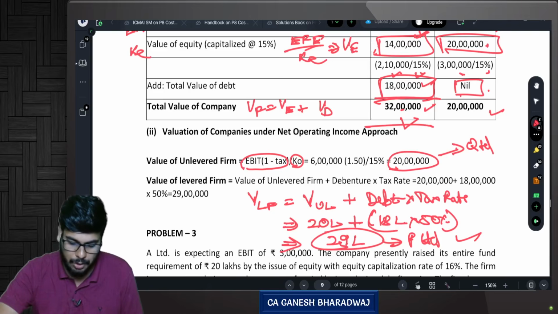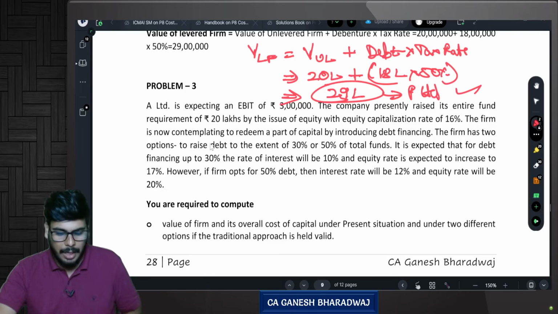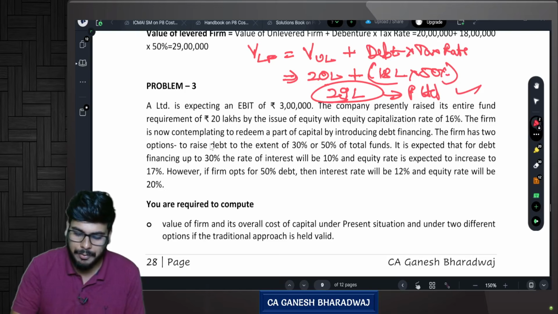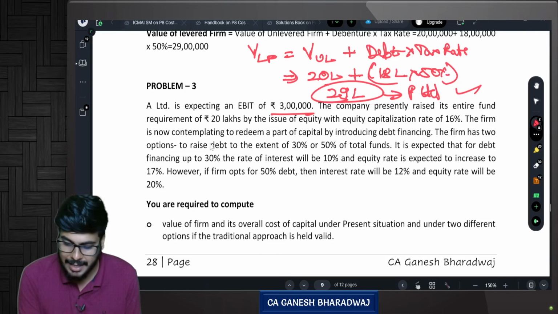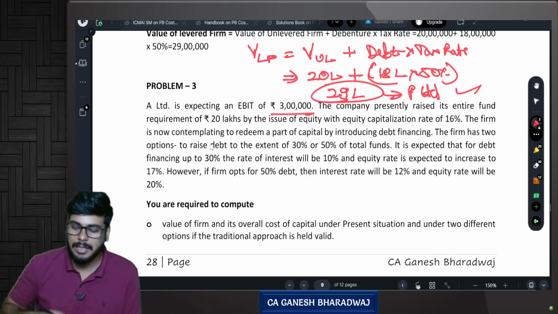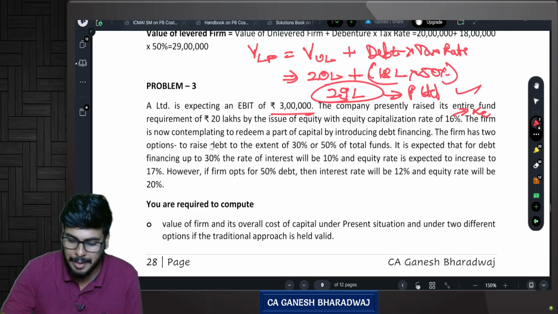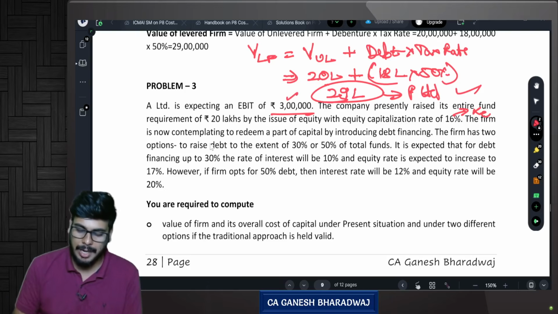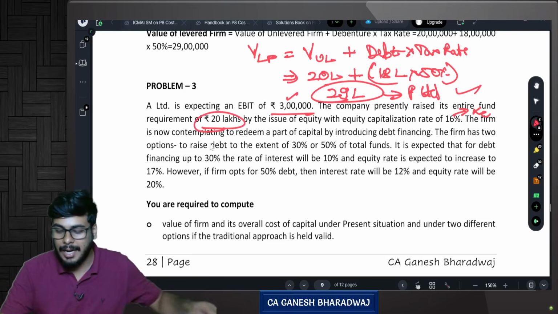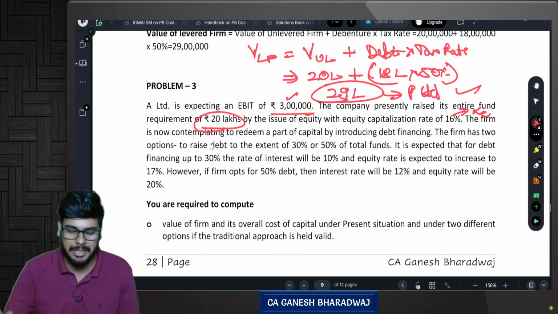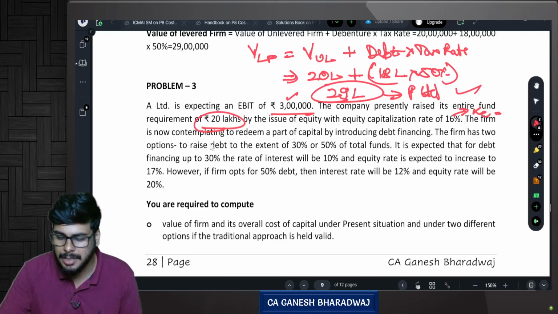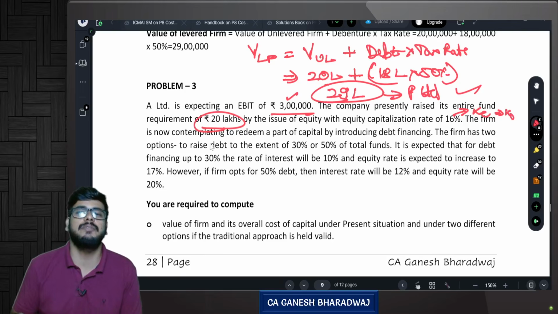Yes. So now let's go to the next question, which is question number 3. A Limited is expecting an EBIT of 3 lakh rupees. The company presently raised its entire fund requirement of 20 lakhs by issue of equity with an equity capitalization of 16%. So equity capitalization rate is nothing but KE. The entire amount was raised from equity, which means KE is equal to KO in this case, guys, correct or not? It's an unlevered entity. Yes.